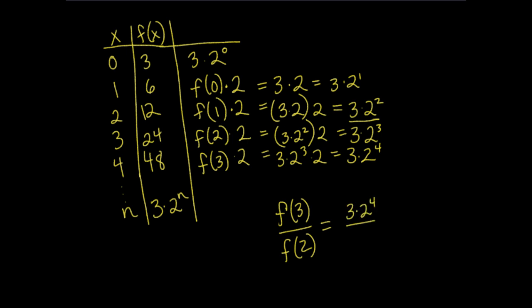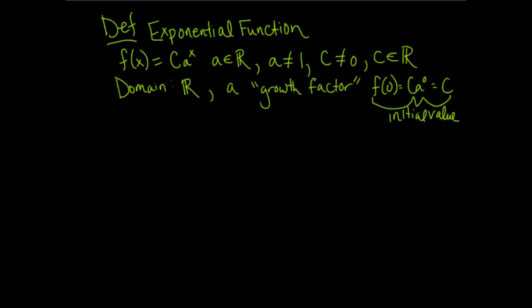If you compare the ratio of two consecutive terms, f of 3 over f of 2, look what happens. You're left with 2. That is what's known as the growth factor. I'm multiplying every term by 2 to get to the next one. So here's the definition of an exponential function. Some function, c times a to the x, where a is an element of the reals, a cannot equal 1. That wouldn't be a very exciting function, would it? C is not equal to 0, and c is an element of the reals.